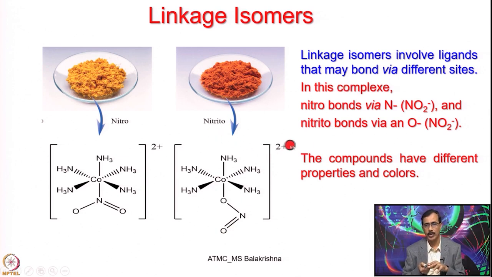Again, I showed you in the previous slide that I have written the structures here. And an interesting thing is these compounds have different properties and also colors. You can see when nitro is there, where nitrogen is coordinated, it is orange yellow in color, and in this one it is orange red or something like that.